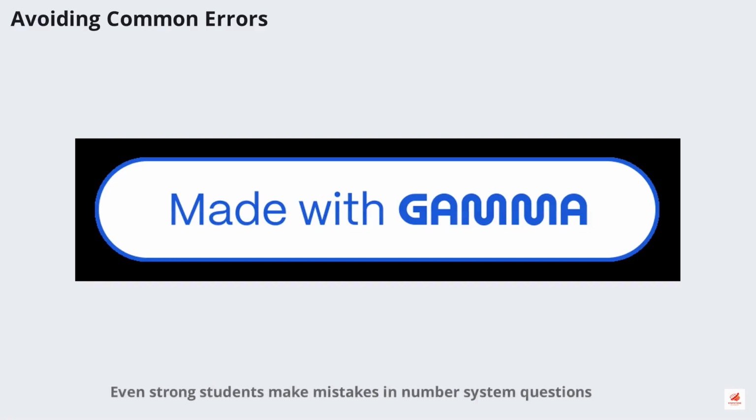Even strong students make mistakes in number system questions. Let's review 5 common errors that can cost you marks. First, confusing prime and coprime numbers. Remember, coprime means the highest common factor is 1. Second, zero-related blunders like forgetting that 0 is even but not a natural number. Third, the decimal trap: always count total decimal places when multiplying. Fourth, negative number signs: use brackets to avoid BODMAS errors. Finally, remainder misconceptions. The remainder must always be less than the divisor. We'll explain each mistake and show you how to avoid them.